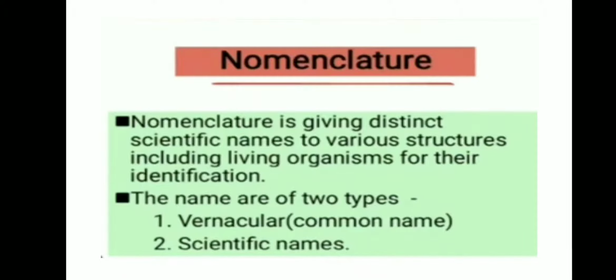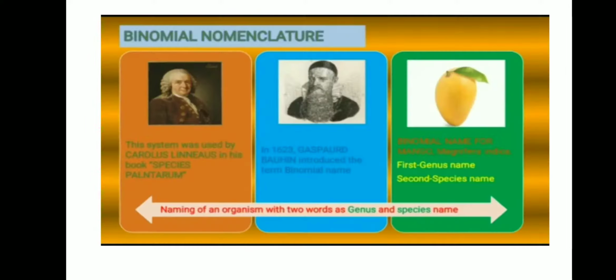The names are of two types: vernacular, which is a common name, and scientific name. So what you should know: what is botanical nomenclature? The system of naming plants on a scientific basis is known as botanical nomenclature. The binomial name was first introduced by Gaspard Bauhin in the year 1623. See the picture. The system of binomial nomenclature was introduced by Carolus Linnaeus in the book Species Plantarum. And in 1623, Gaspard Bauhin introduced the term binomial name.